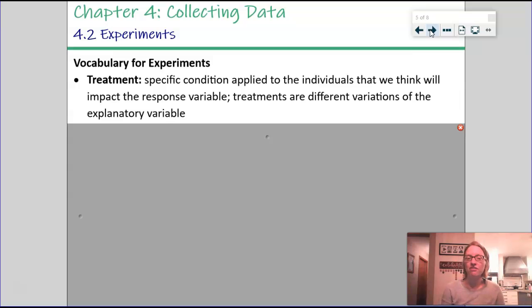Treatments are just different variations of the explanatory variable. So our explanatory variable was whether or not they were offered those financial incentives, and our two treatments were either yes, they were offered those, or no, they weren't.